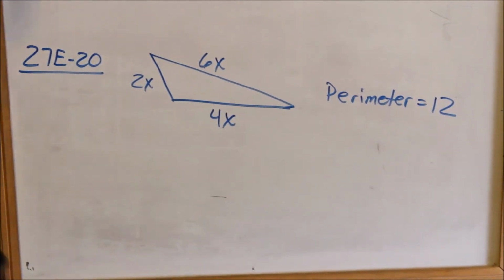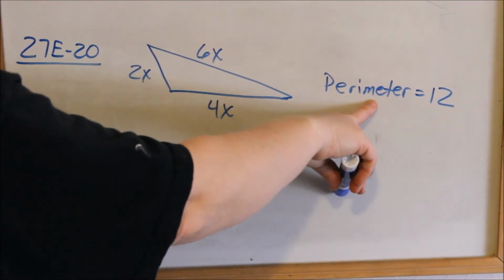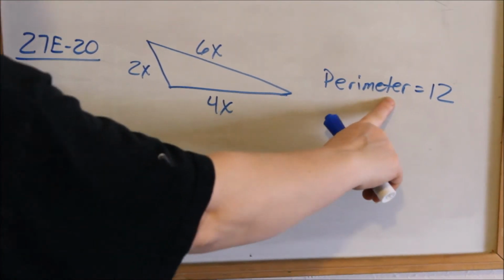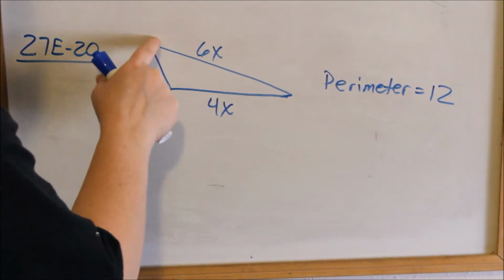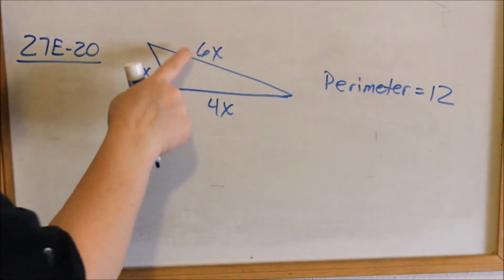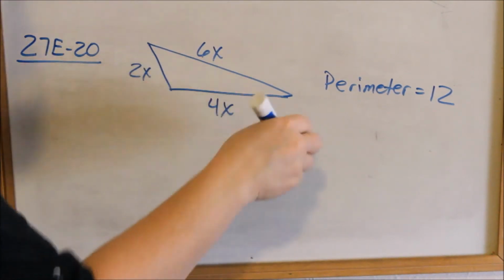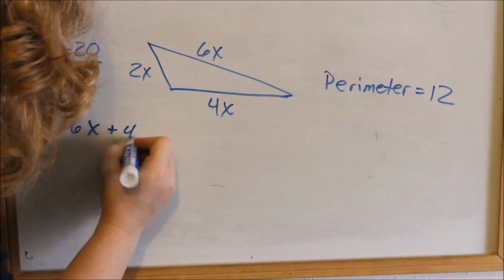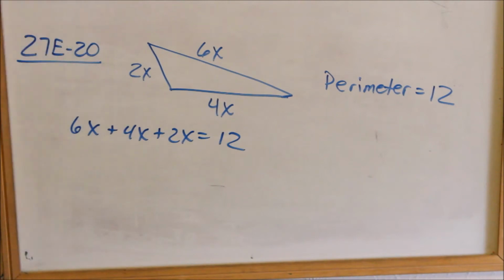We are given a drawing of a triangle, and then we're told that the perimeter is 12. We're not given any units, and that's okay. What is perimeter? Perimeter is adding all the sides together, the little ant walking around the outside. So I need to add all my sides together, and it equals this perimeter of 12. So 6x plus 4x plus 2x equals the perimeter of 12.